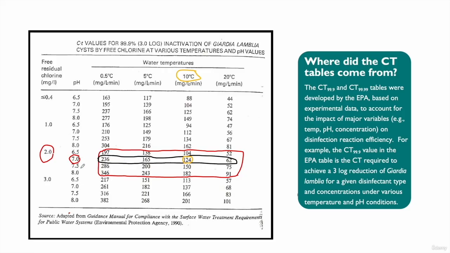So the pH is a big factor for the CT value and also the water's temperature. Notice that the warmer the temperature, the less is my CT value, the better is my condition. While for cold temperatures, I have high CT values.